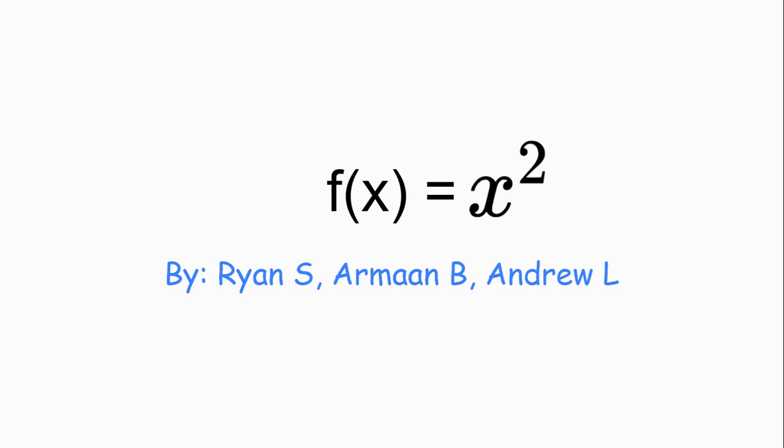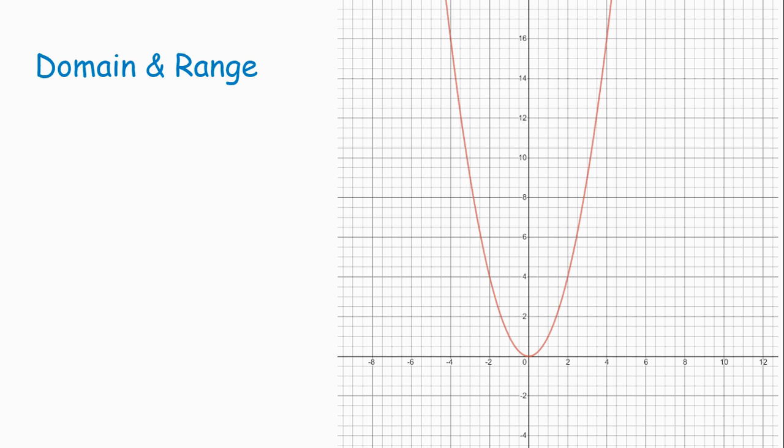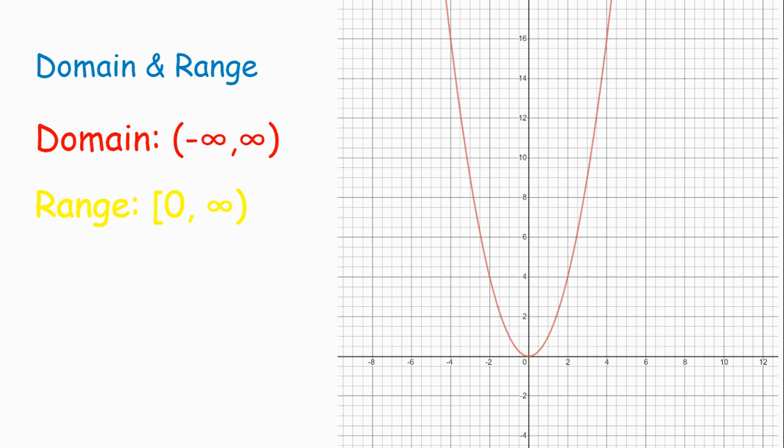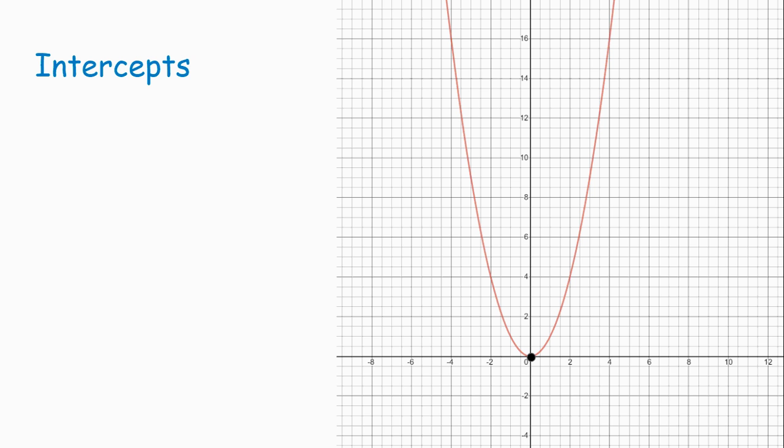All right, so our function is f(x) equals x squared. For the domain and range, the domain will be all real numbers or negative infinity to infinity, and the range would be 0 to infinity. Does anyone know why the range wouldn't be negative infinity to infinity? It's a square number, can't be negative. Okay, the intercepts.